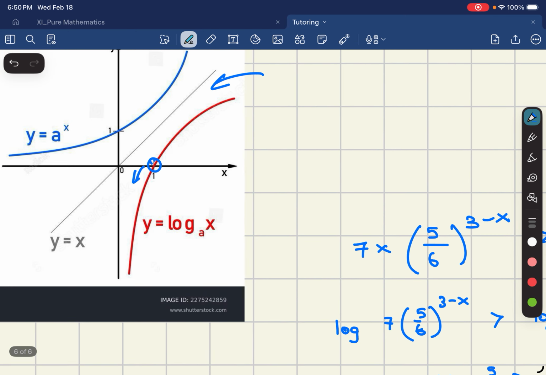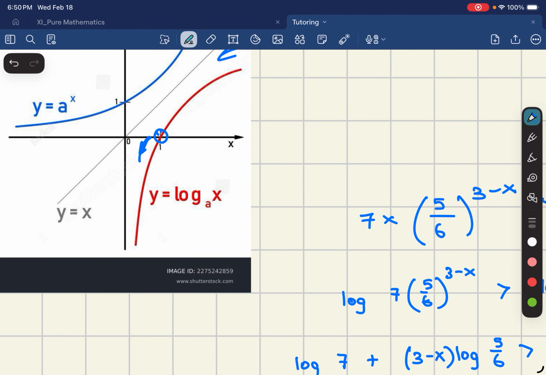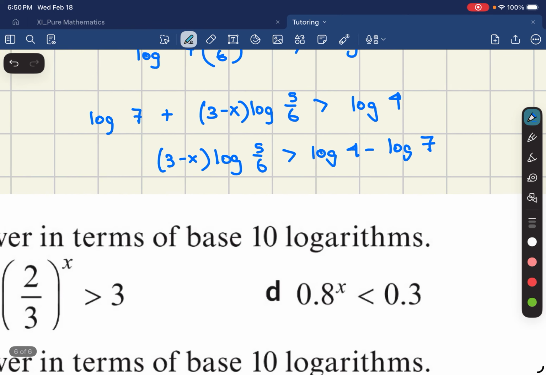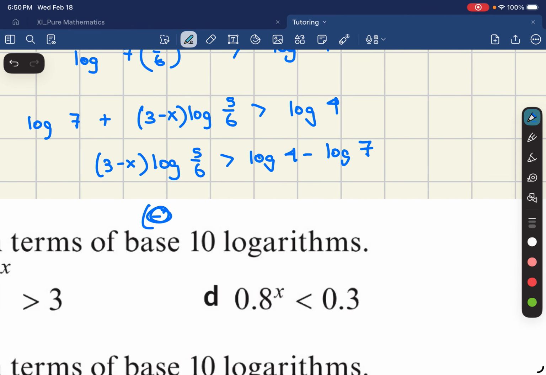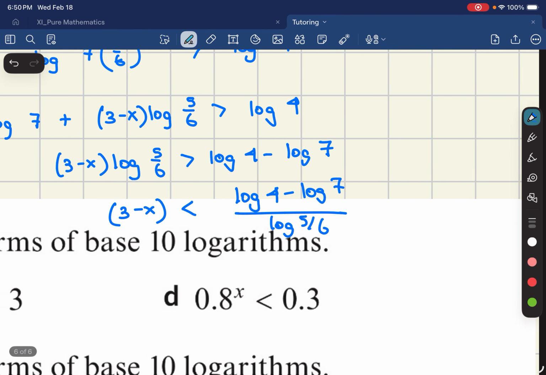So I just look at this graph for base bigger than 1. And 5 over 6 is less than 1, so the logarithm is going to be negative. So when I divide by log 5 over 6 on both sides, the direction of the inequality has to flip. So now it's going to be less than log 4 minus log 7 divided by log 5 over 6. And this is because we were dividing by a negative number on both sides.